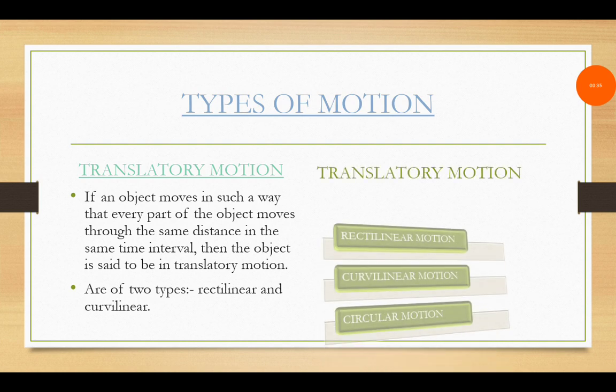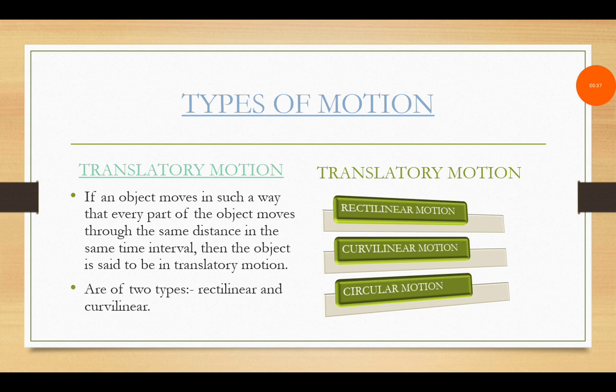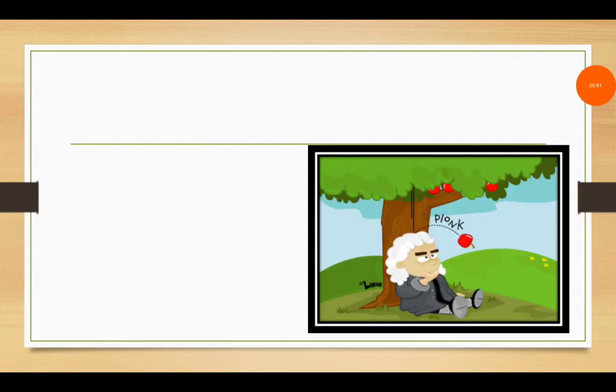Translatory motion. So basically, as I have told you, these are of two types: one is rectilinear and one is curvilinear. But there is also a special type of motion that is called circular motion. Now let's know about them.